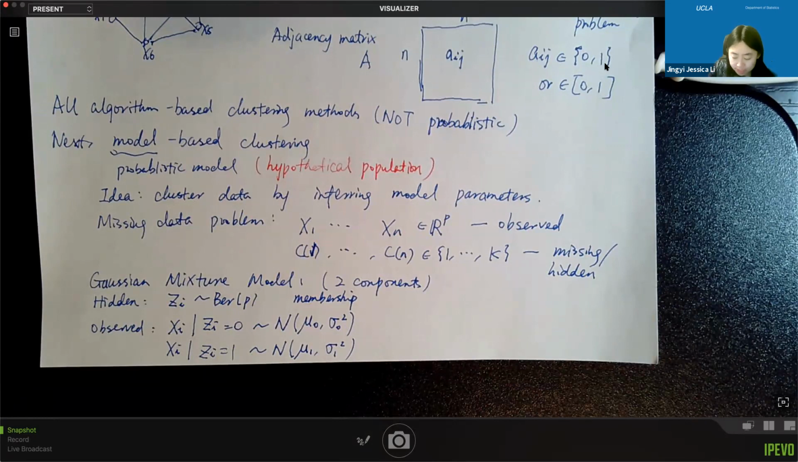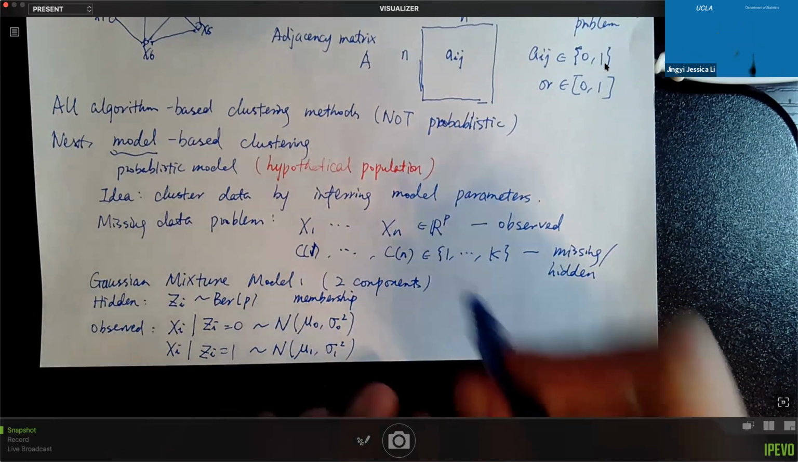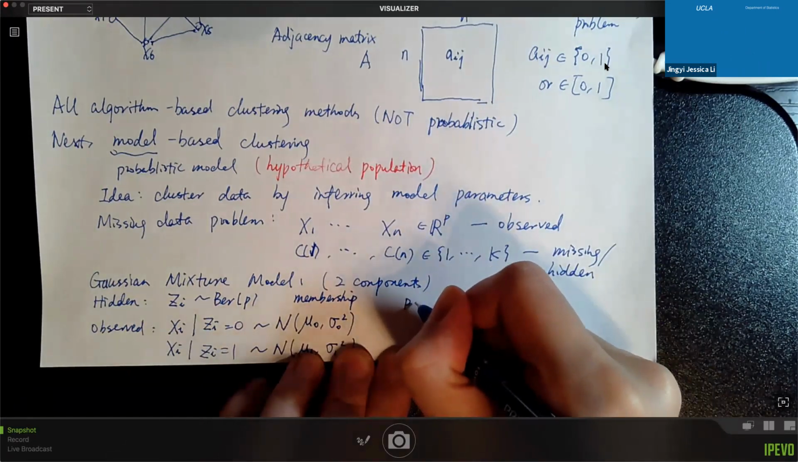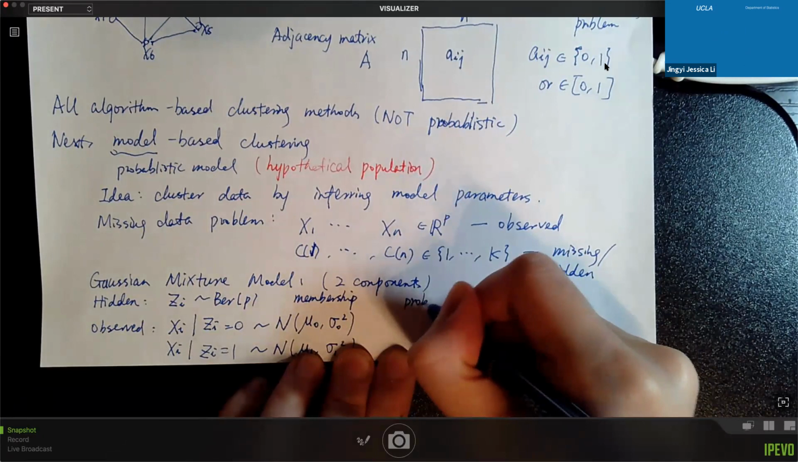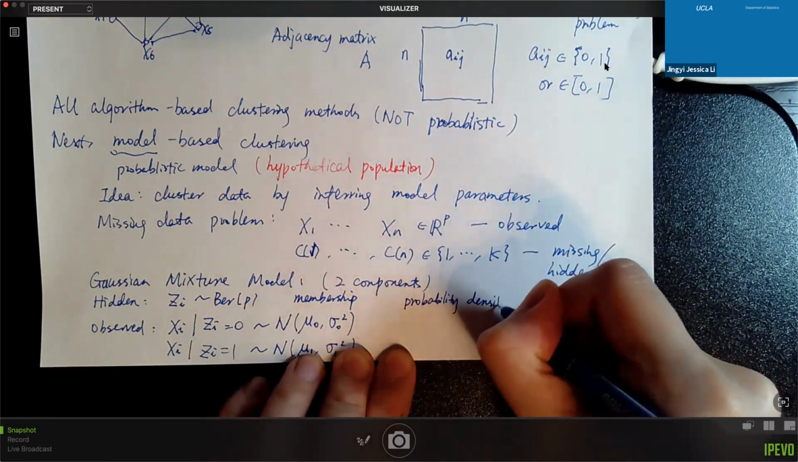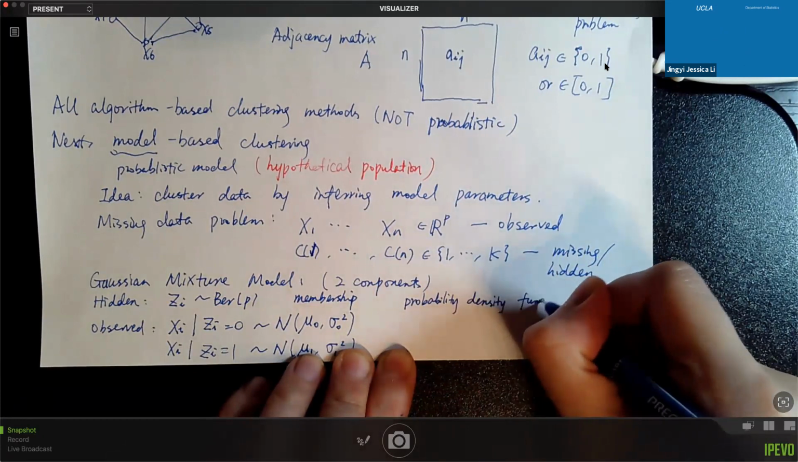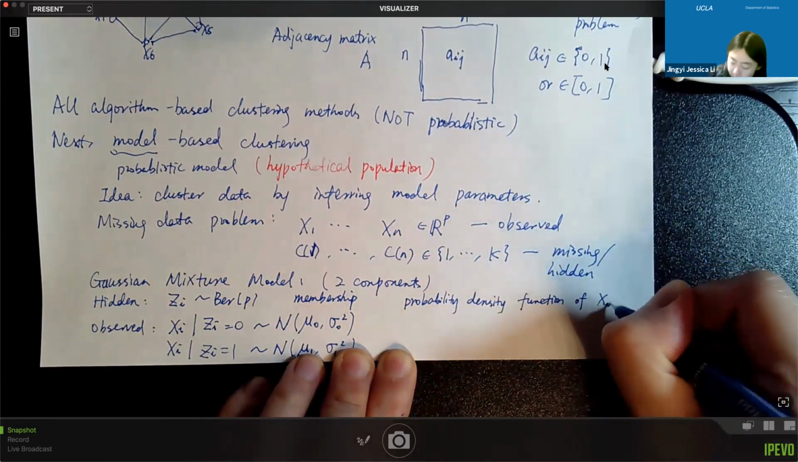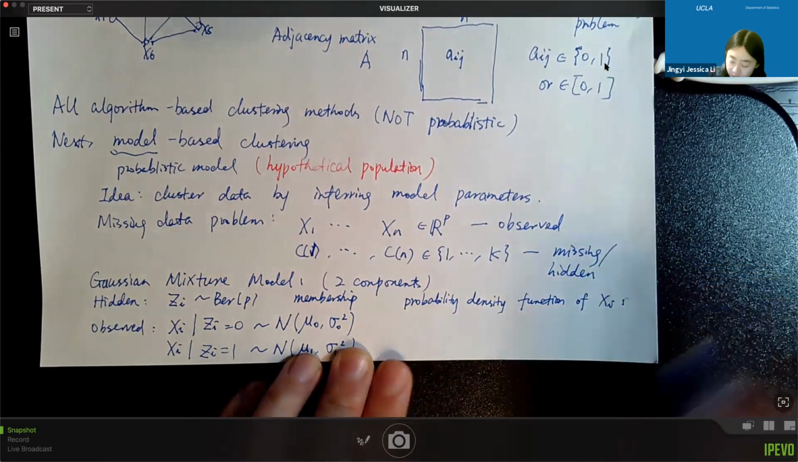So putting it together, we can actually show that the density, the density probability, I call that PDF. Maybe I'll write it out. Probability density function of xi, okay? So it actually should take this form.